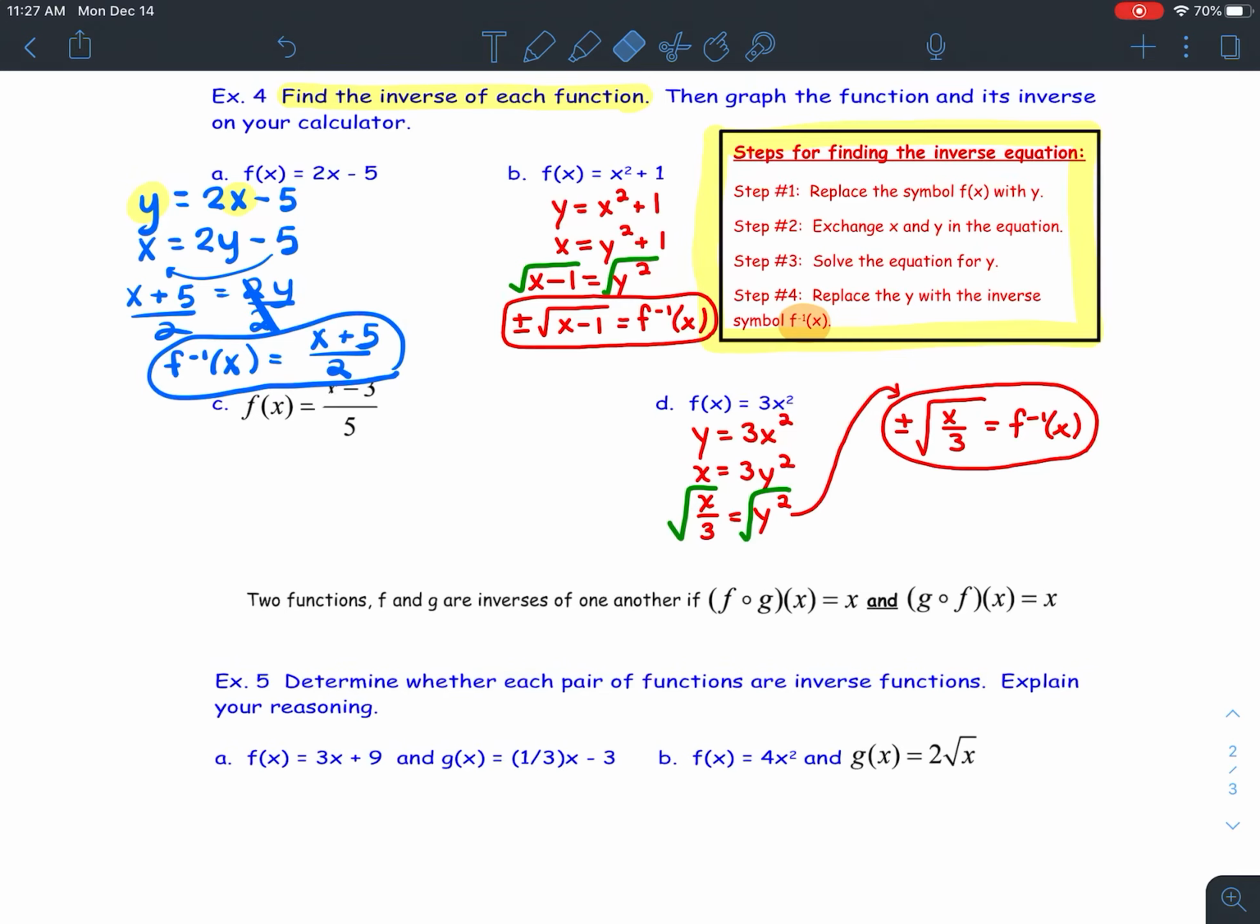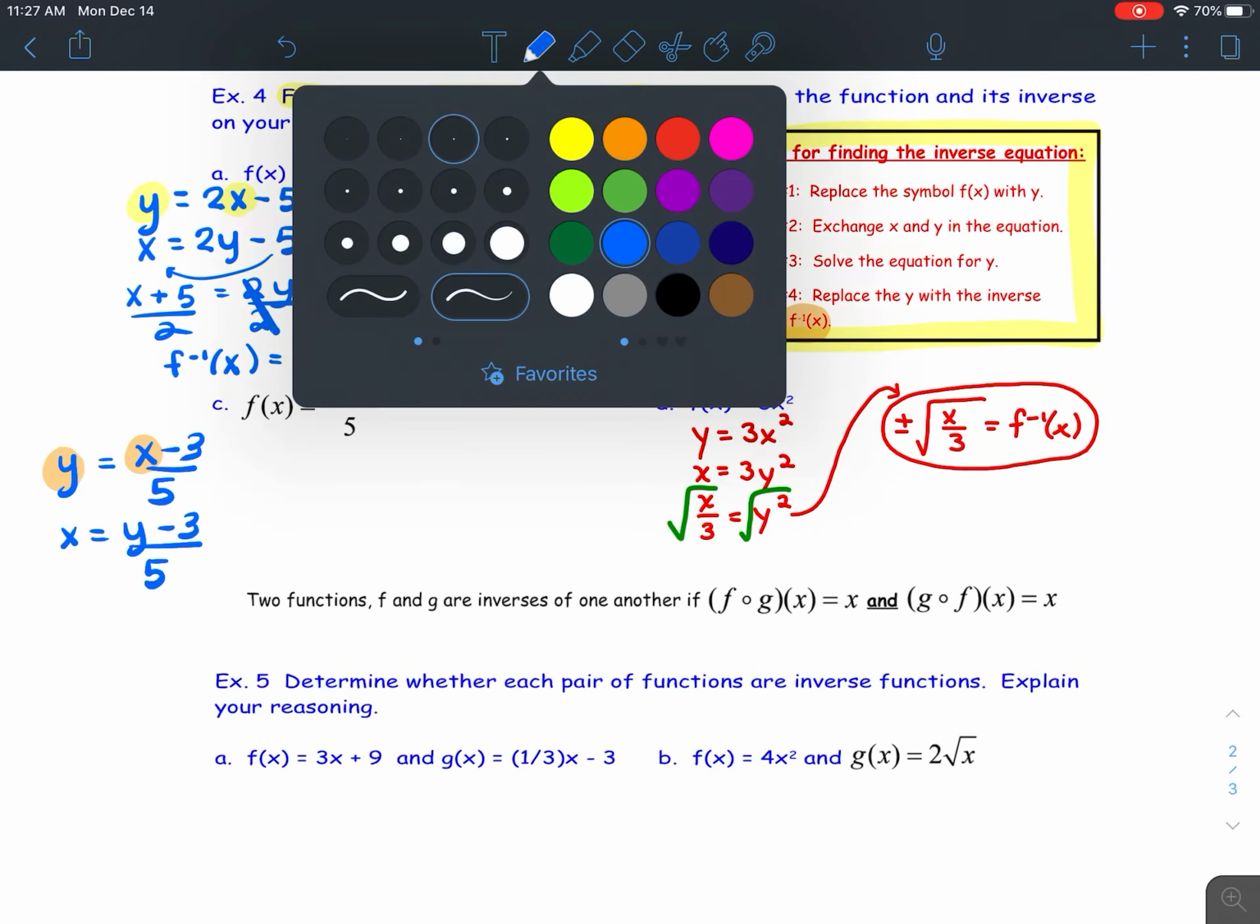Okay. All right, let's try one more of these. We're going to take a look at finding the inverse equation to example C. Okay, step number 1 is to replace the f of x symbol with a y, and step number 2 is to swap out the x and the y so that those have traded places with each other. Okay, once they've traded places, we're at step 3 where we're going to now resolve the equation for y.